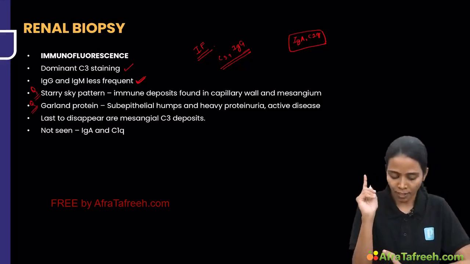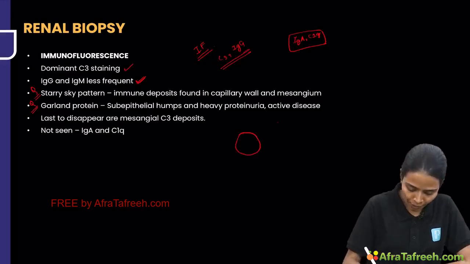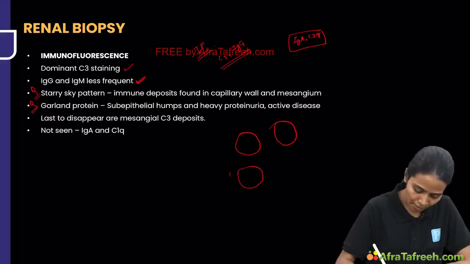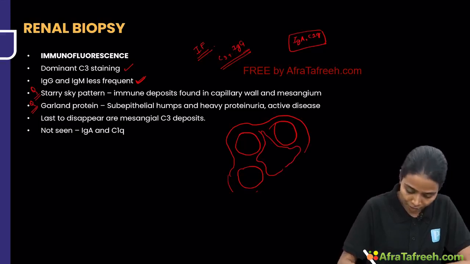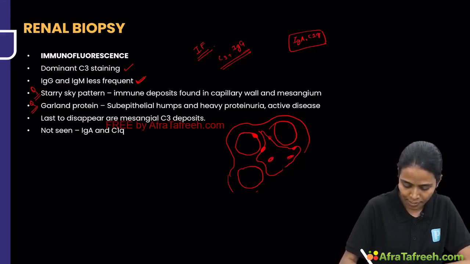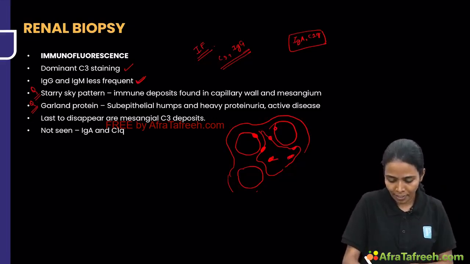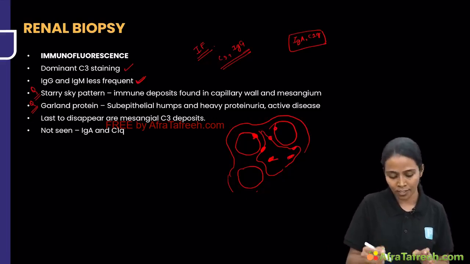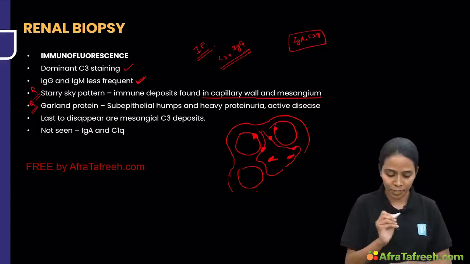First pattern is called starry sky pattern. So what happens is, like we discussed, there's going to be capillary wall, there is going to be GBM, and there's going to be mesangium, right? So if the immunoglobulins are located in the capillary wall and in the mesangium, so imagine if this is dark, you're only going to see stars, right? You're going to see these things as stars. So it's called starry sky pattern. So immune deposits found in the capillary wall and in the mesangium.